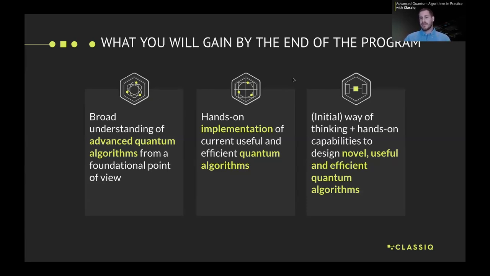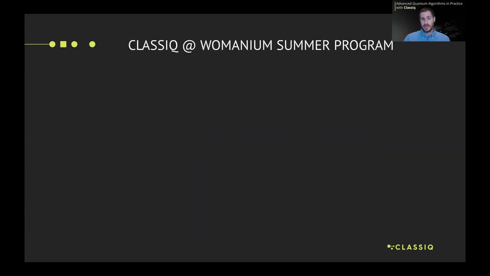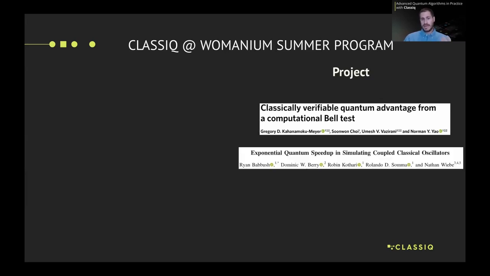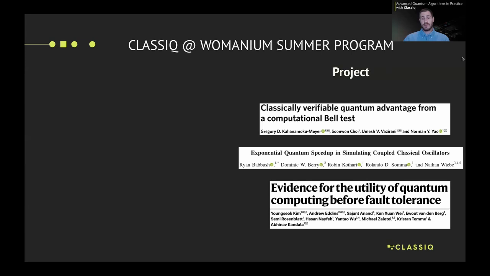These are the main three things I hope you will gain by completing the program, and the program will include several parts. At the end, we'll have the project. In the project, you will choose one of three papers. The first: classically verifiable quantum advantage from a computational data set. The second: exponential quantum speedup in simulating coupled classical harmonic oscillators. And the third: evidence for the utility of quantum computing before fault tolerance.